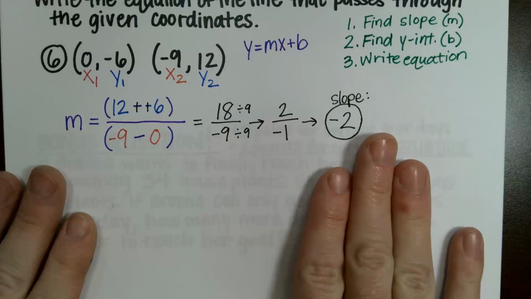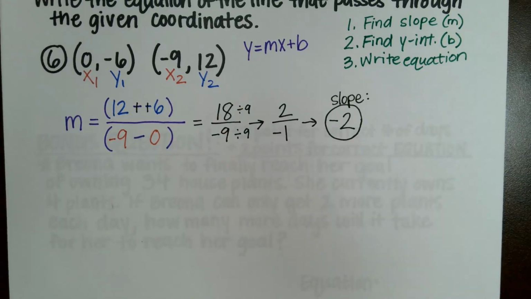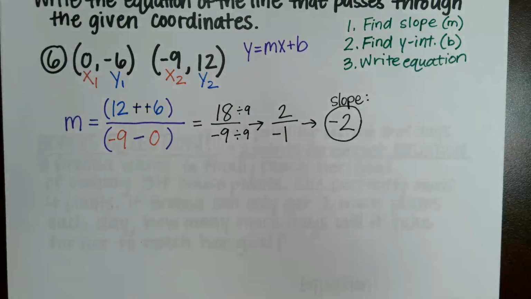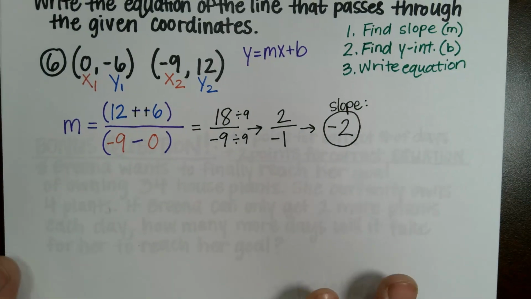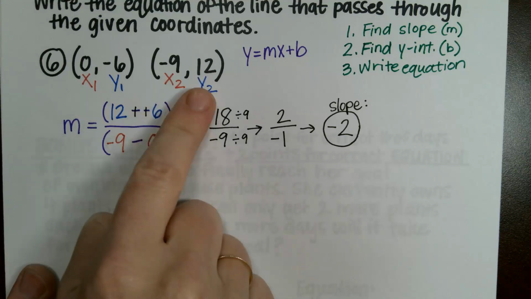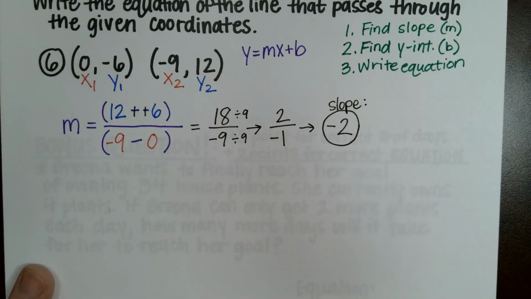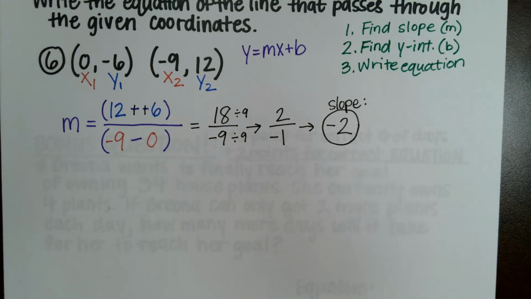We found our slope. What's next? Are we going to find our y-intercept? Yes, we need to find our y-intercept. So, which coordinate would we like to use? I went with 12, negative 9. 12 and negative 9? Okay, we can do that. Let's do that.